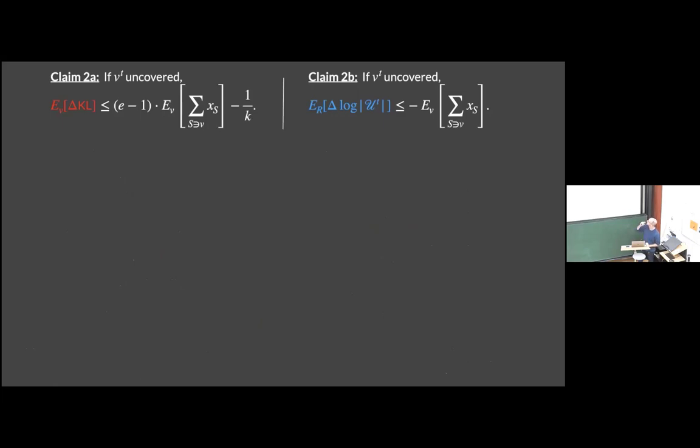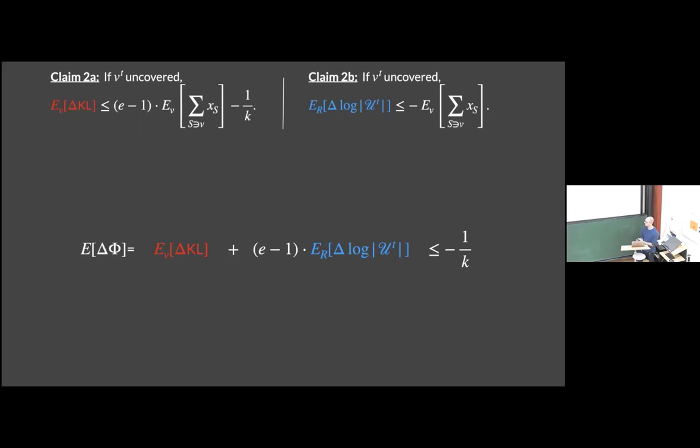So we've proved these two things: that the red part of the potential decreases by this much, the blue part of the potential decreases by this much. And you'll notice that they look very similar. The positive part of the red term looks a lot like the negative part of the blue term. And this was intentional, because if we scale the blue part up by e minus 1, it perfectly cancels out the first part of the potential. And we get that indeed the expected potential decrease is exactly minus 1 over k, which is what we wanted to prove.